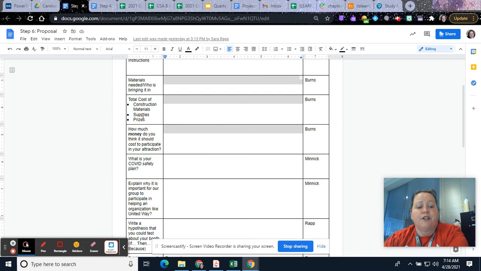For the total cost of construction materials and supplies and prizes, I want you to think back through every single one of the things that you listed up here. And I want you to put a price beside it if someone in your group is going to have to purchase it. It is okay to buy things for this carnival. You don't have to buy things for this carnival. You could run your booth for essentially free, if you are willing to make everything homemade. Or some people prefer to purchase things so they don't have to make as many things. So it's completely up to your group. Hopefully, you've already agreed on that through your group contract.